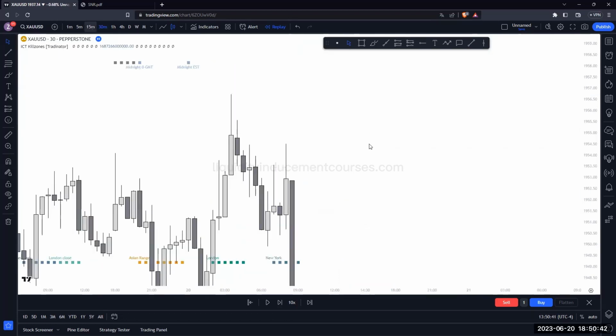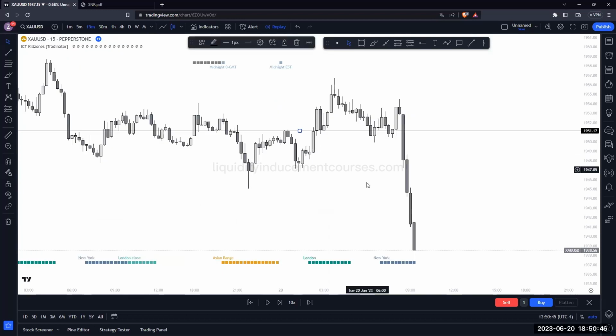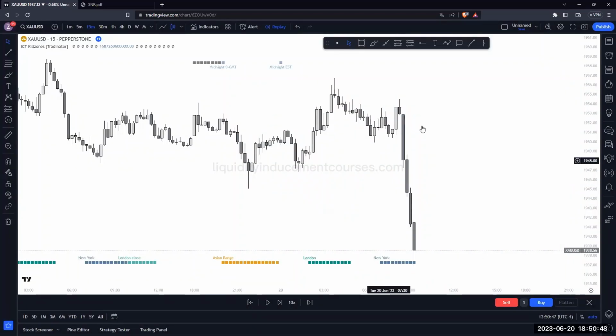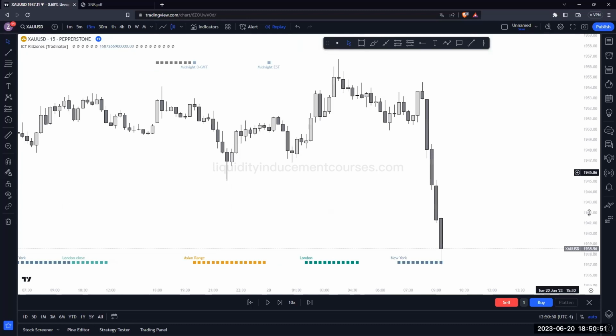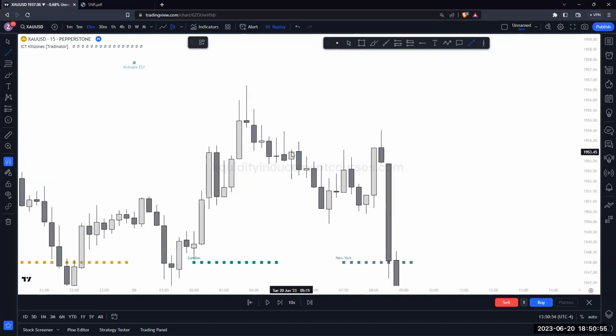Okay. Let me give you another example. The win rate of this scalping is like 60%. Okay, so let's look for another sell. Maybe this one. Let's backtest it.